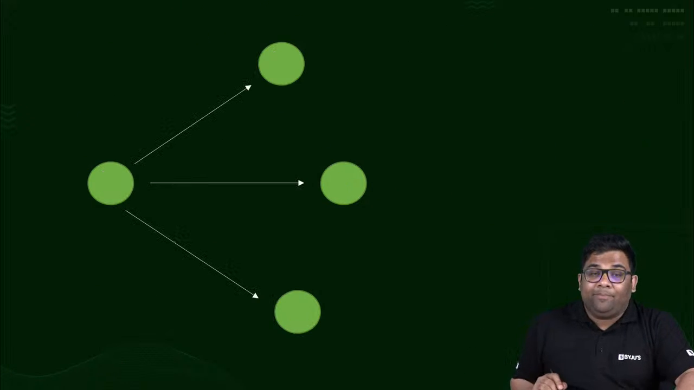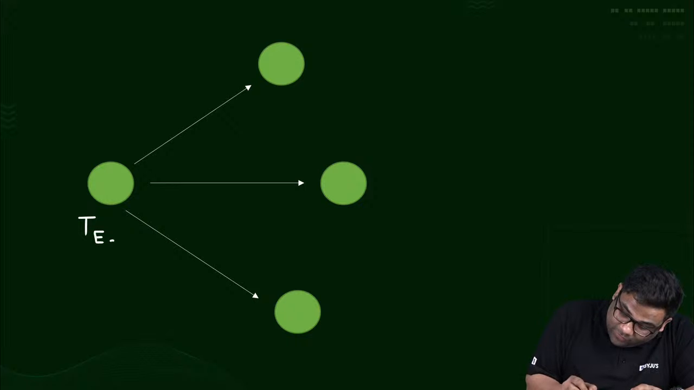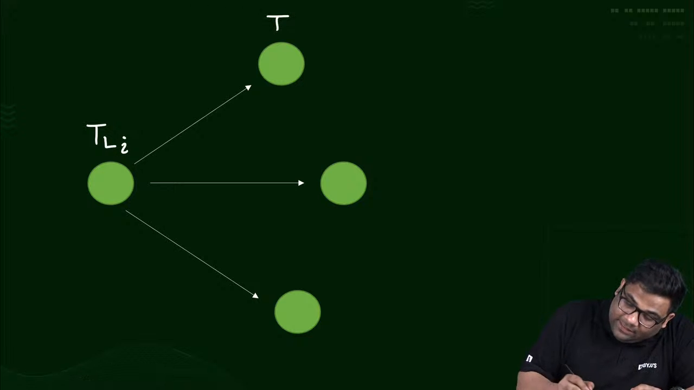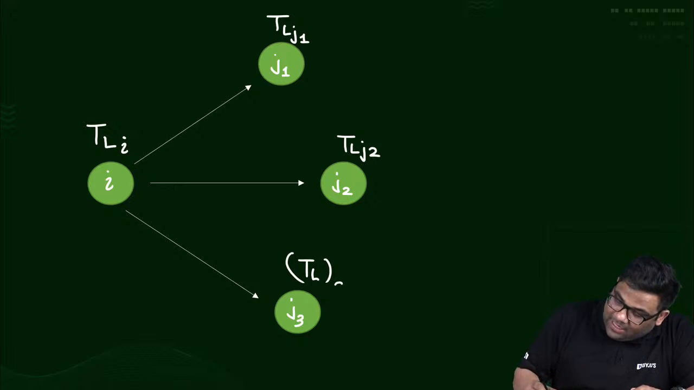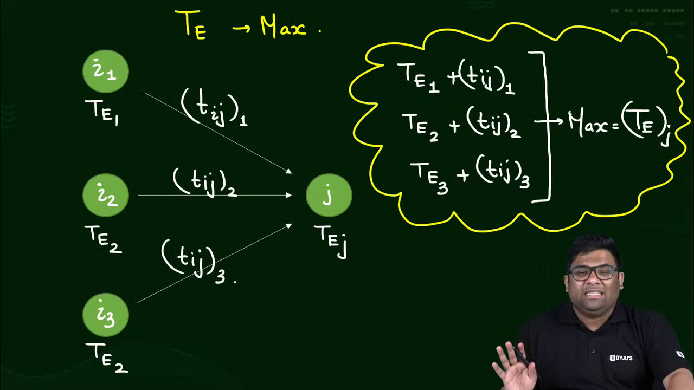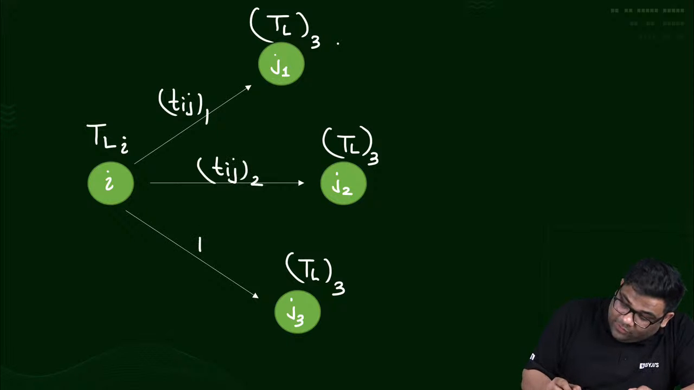Similarly, if there are three activities like this, this is TL of I, and here there are three, J1, J2, J3. This is TL of J1, this is TL of J2, and this is TL of J3. Just have patience, it will be easy. Now this is the duration of 1, this is the duration of 2, this is the duration of 3.